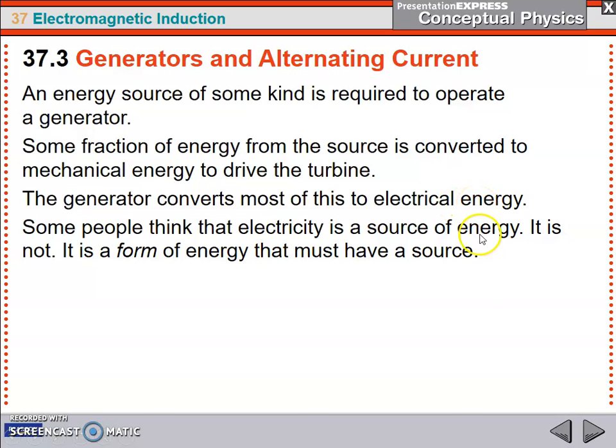Now, some people think that electricity is a source of energy. It's not. It's a form of energy, and this must have a separate source. So the separate source ultimately is oil or coal or gas or uranium for nuclear power, or wind if it's a wind generator, or falling water from behind a dam.